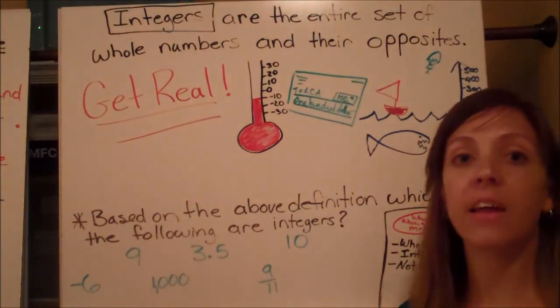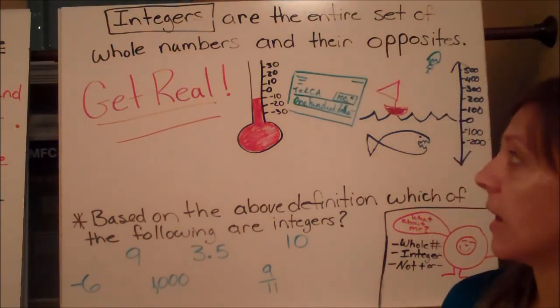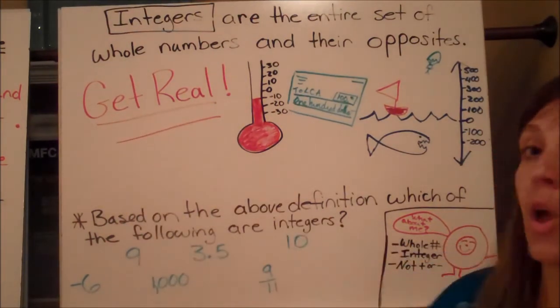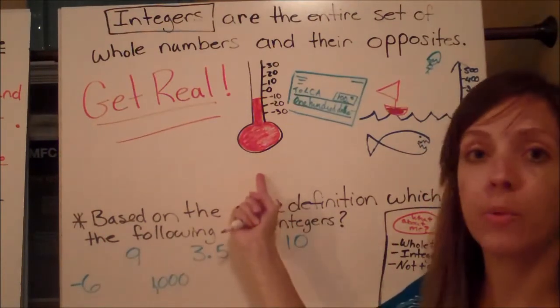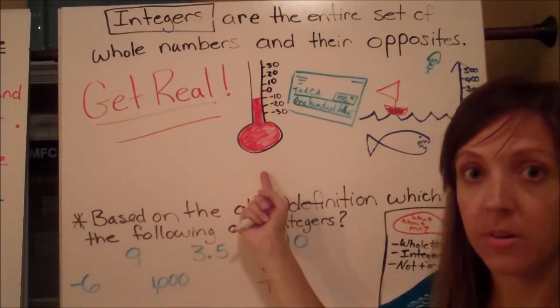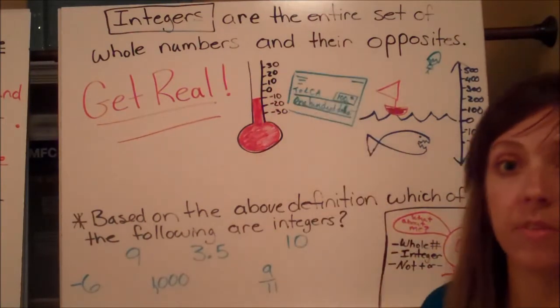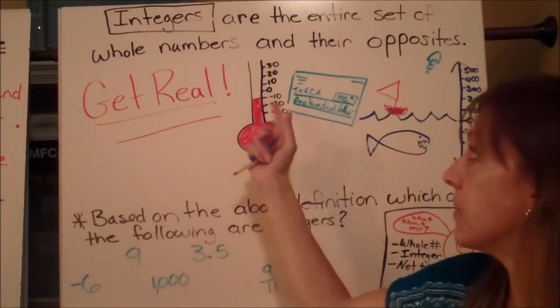Integers are the entire set of whole numbers and their opposites. Okay, let's take a look at what this means. Get real. How do we use integers in the real world? Well, first of all, we use them when we're looking at a thermometer. Thermometers contain positive and negative numbers on them. This thermometer is measuring negative 10 degrees.